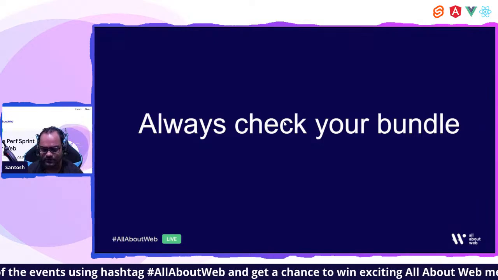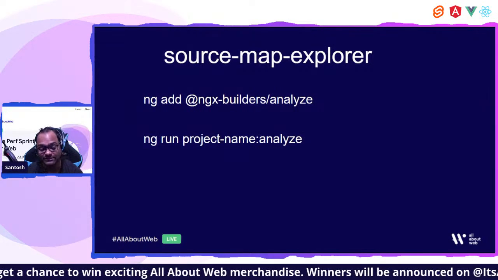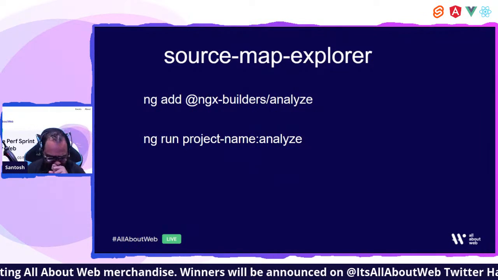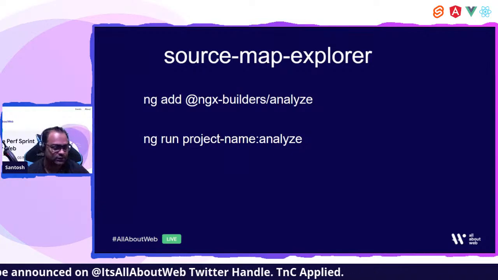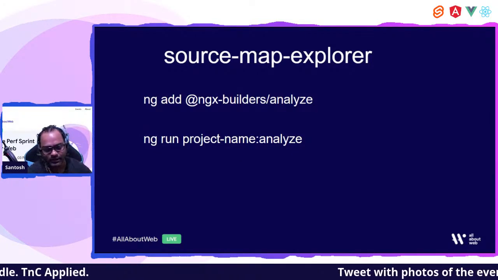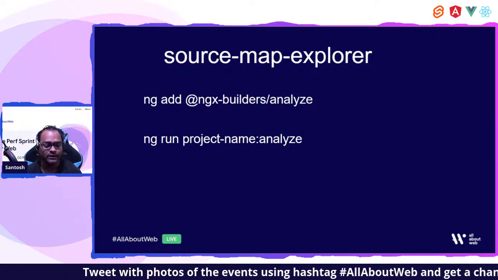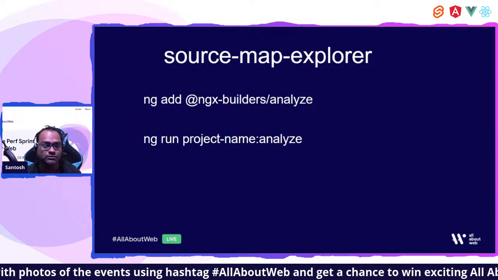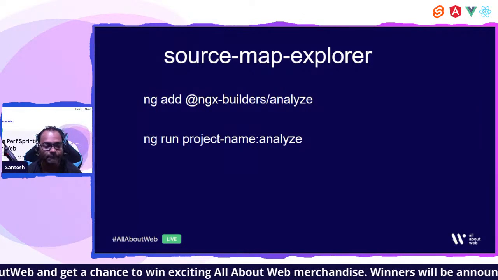So how to do that? There is something known as Source Map Explorer, which is suggested by the Angular team as well. If you have seen some recent talks from Igor Minar, or maybe from Stephen Fluin, he is also talking a lot about Source Map Explorer, which is a really good tool, but it requires a little bit of manual configuration.